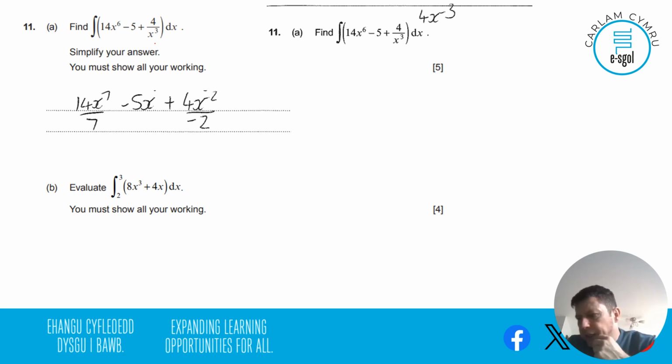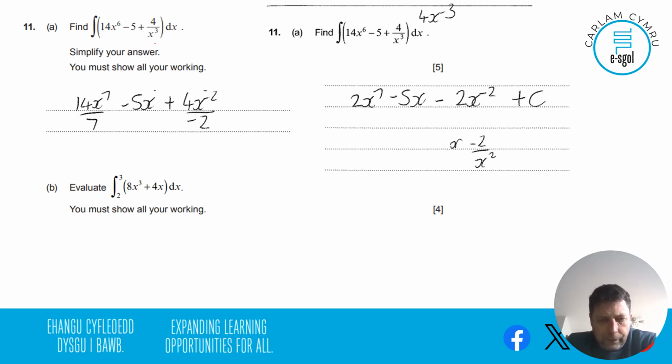Now if I stopped here, I'd probably cost myself 2 marks, because most importantly, when there's no limits, I've not put plus c. And more important in this question, it does say simplify your answer. I've not simplified my answer yet. Have a think about that line yourself, and I'll put my slide on for the next line.